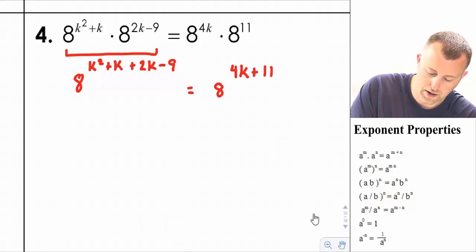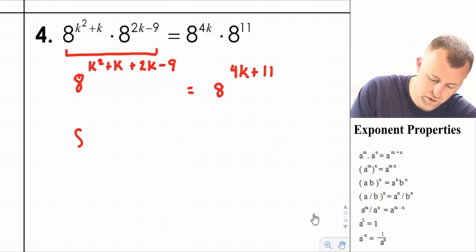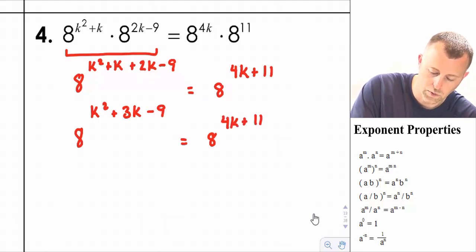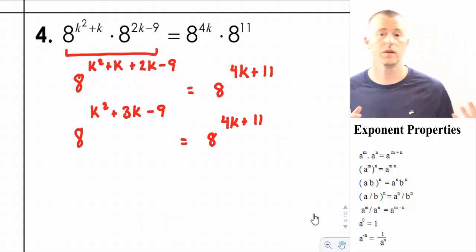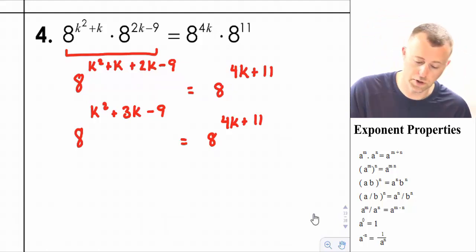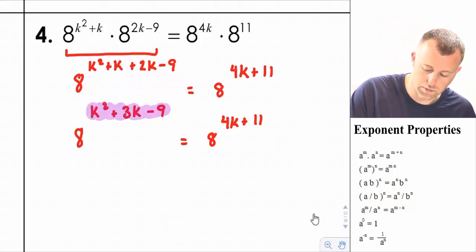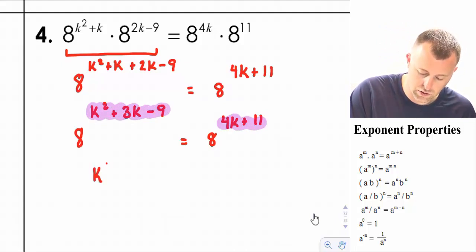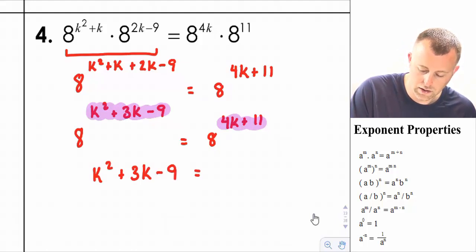So now that I have that, I can probably simplify over here. I'm going to have k squared plus 3k minus 9. And the right-hand side will stay 4k plus 11. Now that we have these combined, I have one exponent equals one exponent. I'm going to go ahead and set these exponents equal to each other. So this will be k squared plus 3k minus 9 equals 4k plus 11.